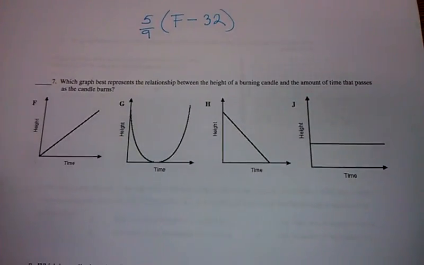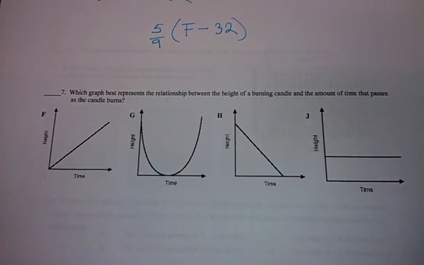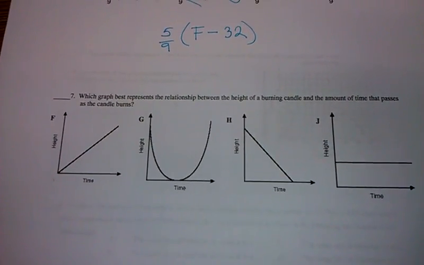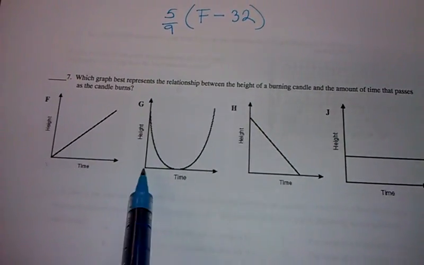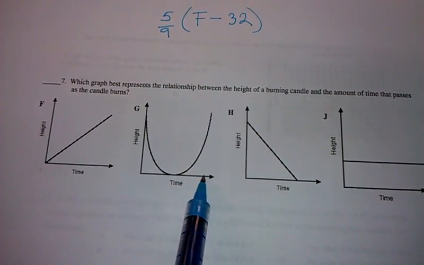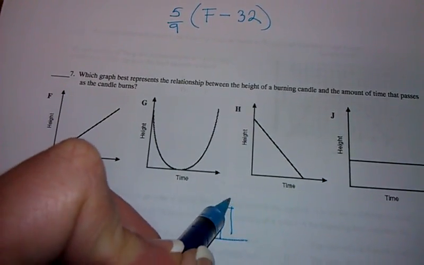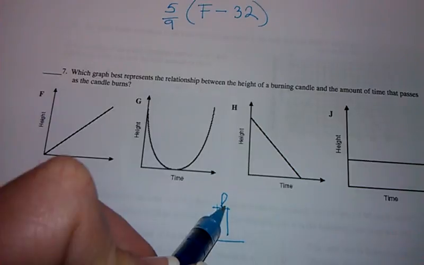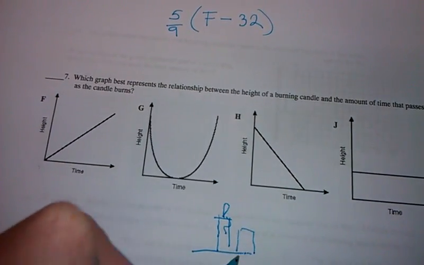All right, the next one. Which graph best represents the relationship between the height of a burning candle and the amount of time that passes as a candle burns? Well, as time goes on, what happens to that candle? You're looking at a candle with a flame. Nice picture, right? The wax comes, and the longer it burns, the smaller it gets.